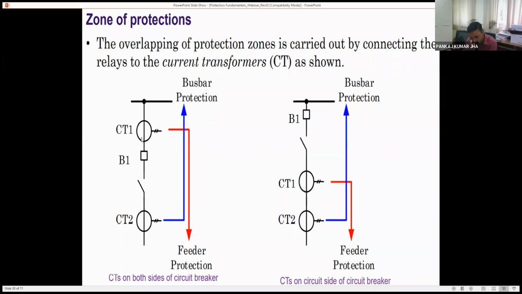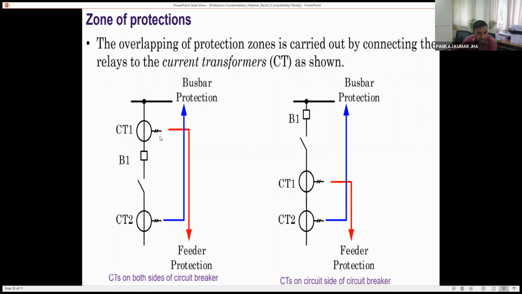zones, because all the zones in a power system network are always drawn from CT start points. So now if you have two CTs on both sides of the breaker, then we can have one zone for the transmission line, right from this current transformer up to your transmission line. Suppose this is your feeder or transmission line, so this will be one zone. And from this current transformer, this will be the bus bar protection zone.